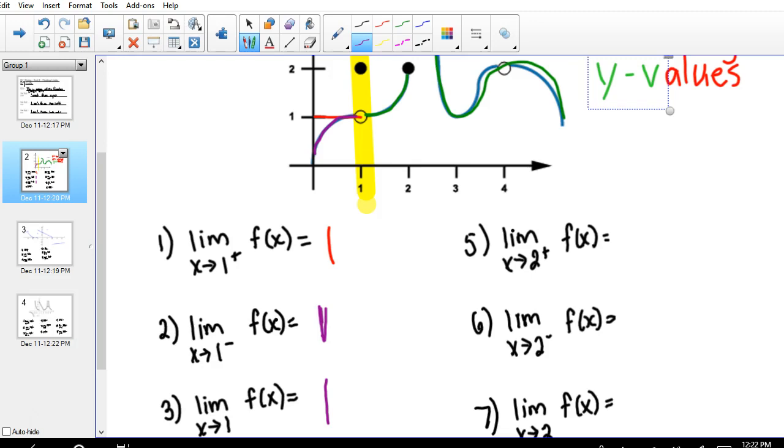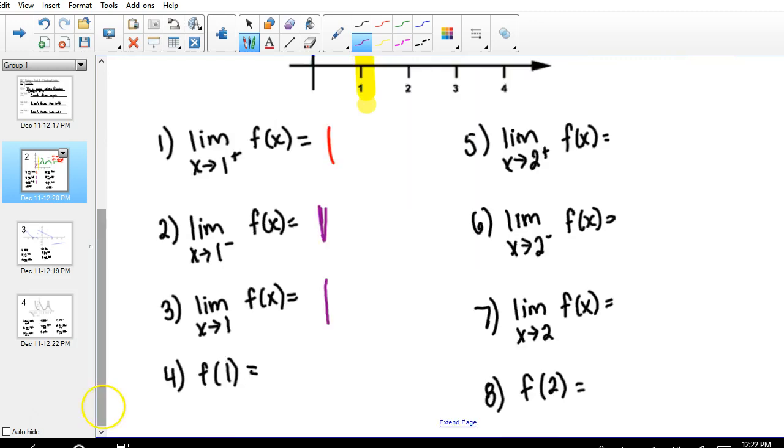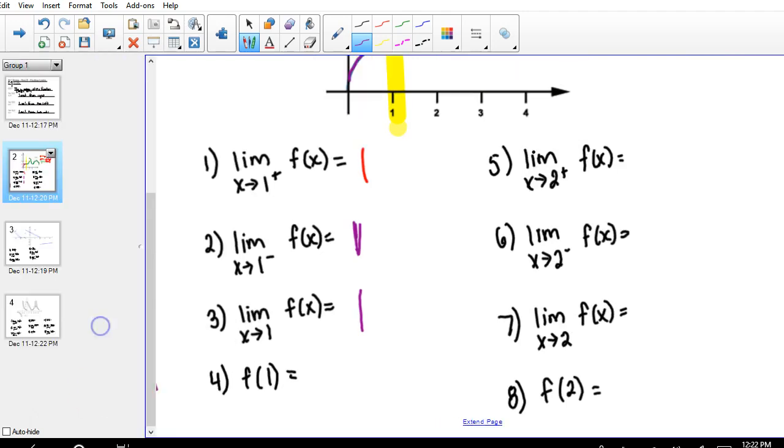Now, it's not continuous. It has a hole in the graph right there. But you can still have a limit because from the left and from the right, you're getting closer and closer to that same point. So that limit is still there, but it's not actually defined at that point, or isn't continuous at that point. Now, what about f of 1?